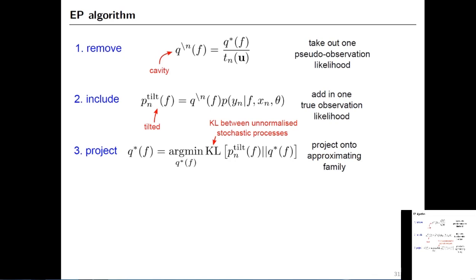Okay, so it will try and match the normalization constants for both of them. And this is also greater than or equal to zero. So the generalization of the KL divergence encourages these two things to be close to one another when you optimize it. So we're going to use that measure in here to try and get our approximation Q star to be close to this tilted distribution and spit out a new Q star here.